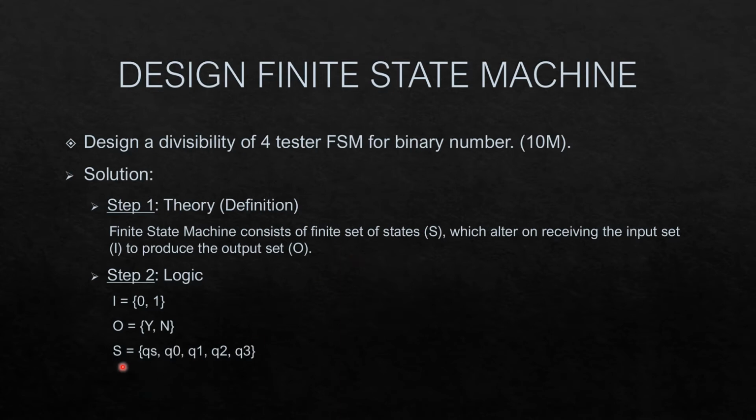And finally, S will become Qs, Q0, Q1, Q2 and Q3, with Q0 to Q3 representing 0, 1, 2 and 3 as the remainder when any binary number is divided by 4, giving us remainders 0, 1, 2 or 3, and Qs representing our start state or initial state, our power button of the machine. This is the formula that I have been talking about in the beginning, that is base, which in this particular example will become base 2, into remainder plus input, mod number. We will see the actual working for this in the next example.